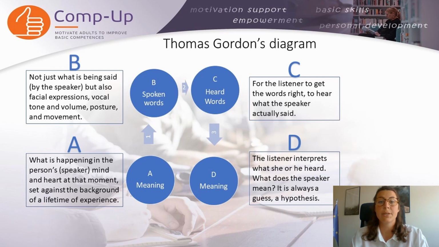Circle D represents the listener, the way the listener interprets the heard words. The listener tries to understand what the speaker actually means. Since we can't read someone's mind, this will always be a guess and a hypothesis. This circle is as well called meaning, and just as in circle A, the listener, in circle D, interprets the meaning against a lifetime of experiences.